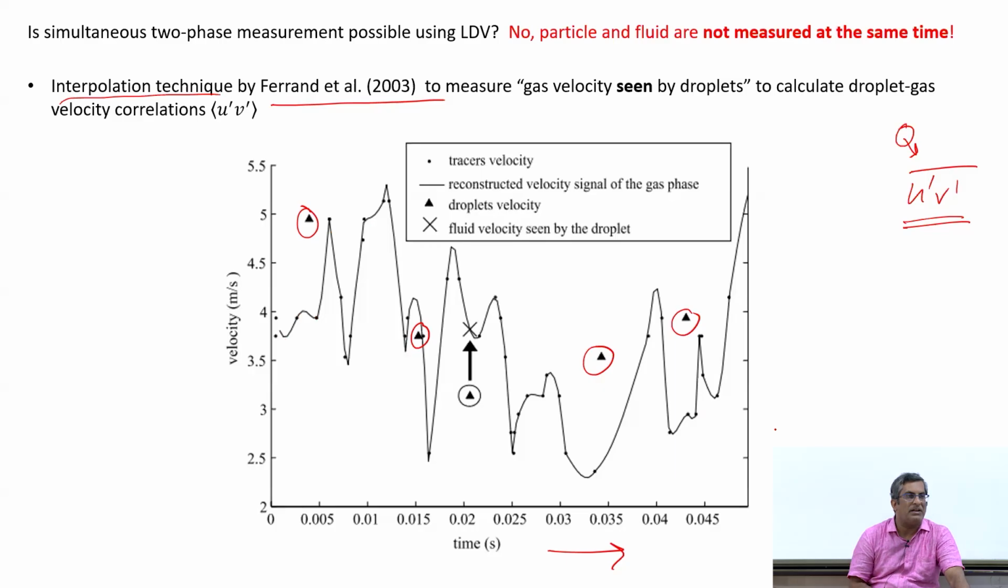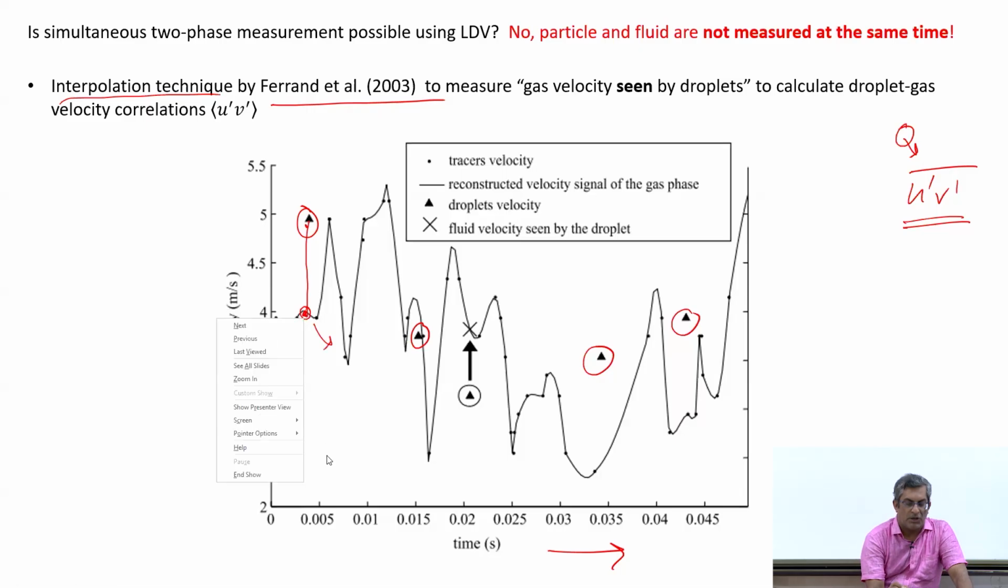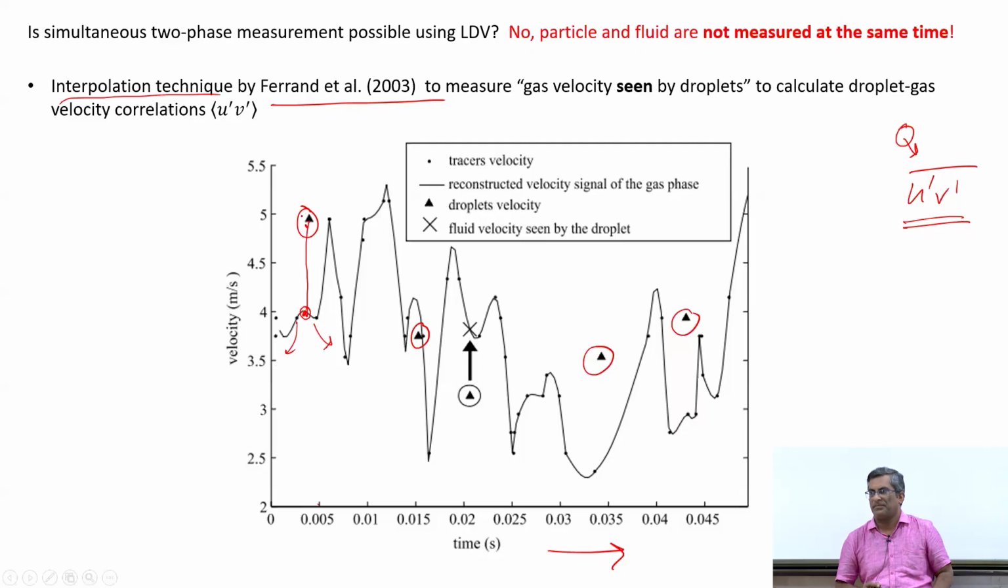Now, what we want is the velocity of the gas phase seen by the droplet, meaning this velocity, which you do not have. You have this value and this value, but you do not have this value. So, this corresponds to the time at which you measure the droplet. I hope you are able to get it.